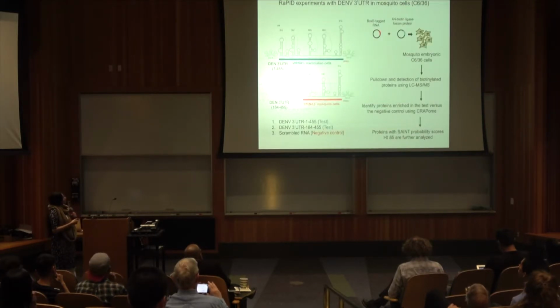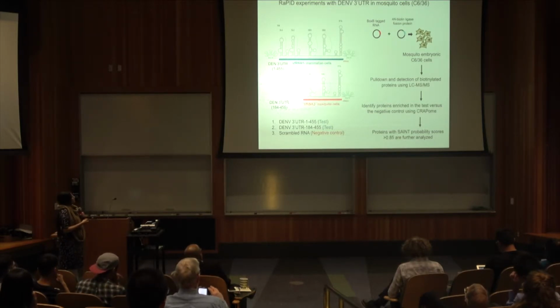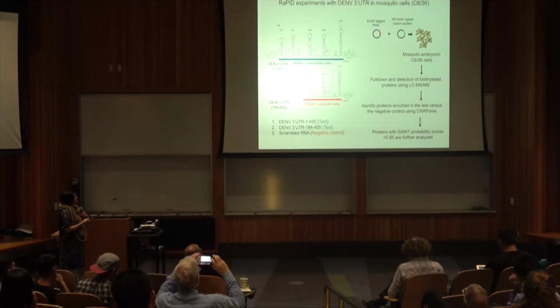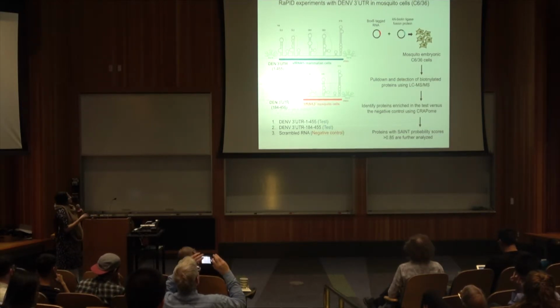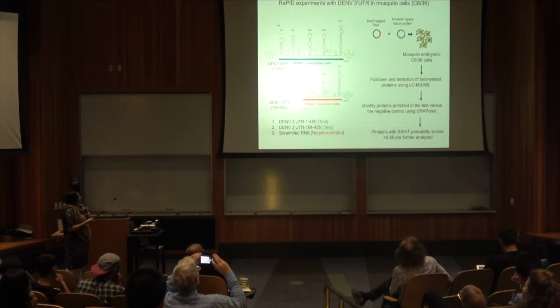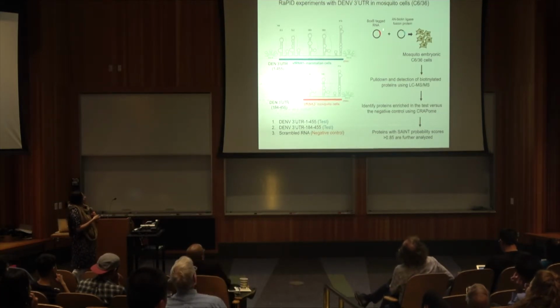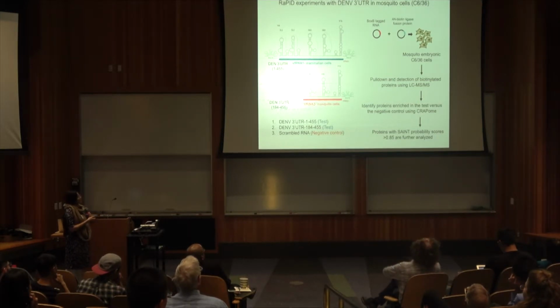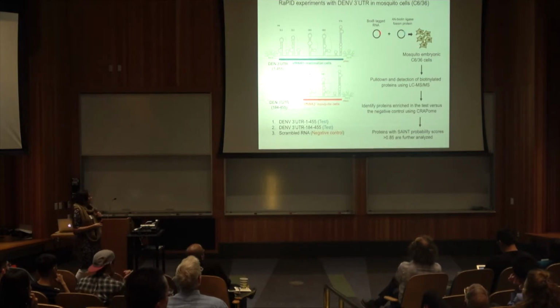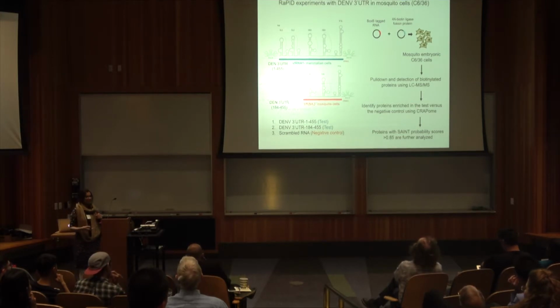For RAPID experiments with the dengue 3' UTR, we cloned the full-length dengue 3' UTR as well as shorter 3' UTR derived sequences adjacent to box B sequences, and we co-expressed the box B tagged dengue 3' UTR RNA sequences with the biotin ligase lambda N fusion protein in mosquito embryonic C6/36 cells. Then we added biotin to the medium and captured the biotinylated proteins and identified them by mass spec.